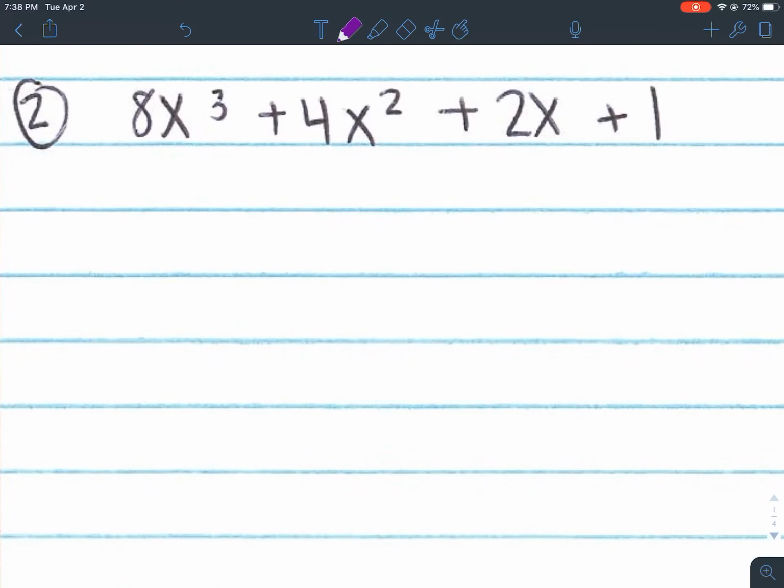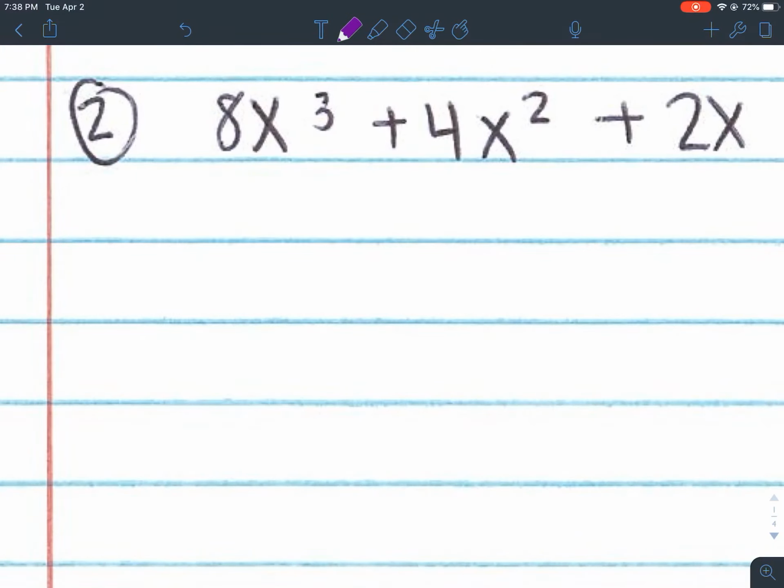I'll give you a second to do that if you want to pause the video. Okay, so again, looking at the first 2 terms, you want to make sure that it's in standard form. It's already in standard form, so divide.